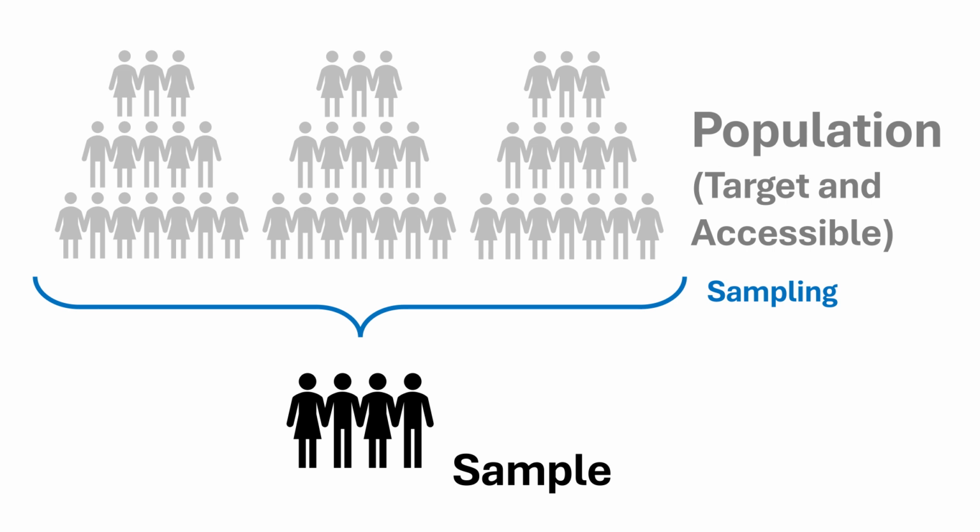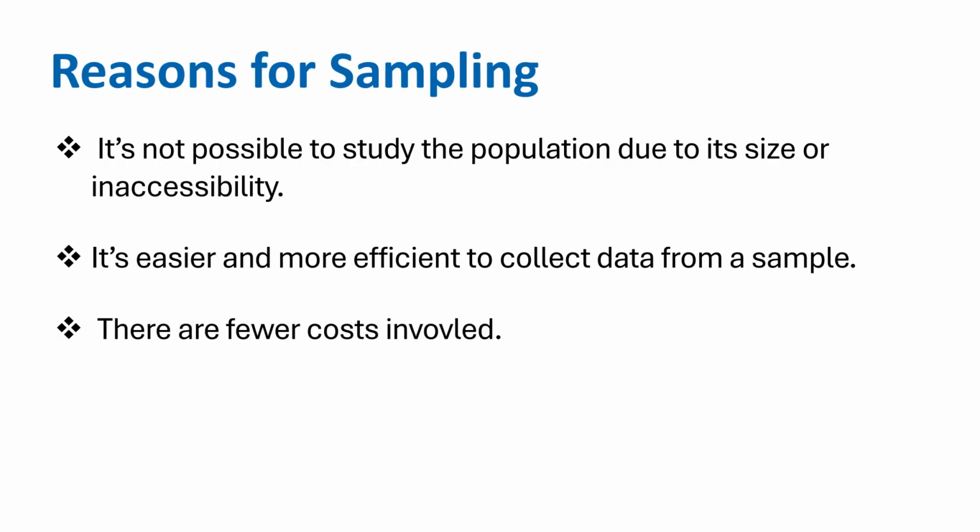The target population is the broad group researchers want to understand. The accessible population is the portion researchers can realistically reach. A sample is the smaller group. Sampling is necessary because, again, it is often not possible to study an entire population, especially when it is large or difficult to access. By selecting a sample, researchers can collect data more efficiently and reduce the time and cost involved. A natural follow-up question is whether we can still generalize findings from a sample to a larger population.